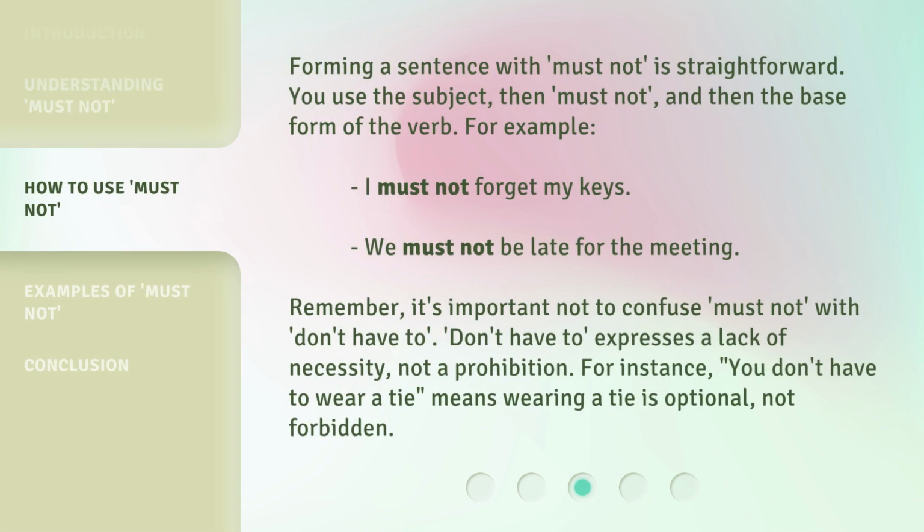Forming a sentence with must not is straightforward. You use the subject, then must not, and then the base form of the verb. For example, I must not forget my keys. We must not be late for the meeting.